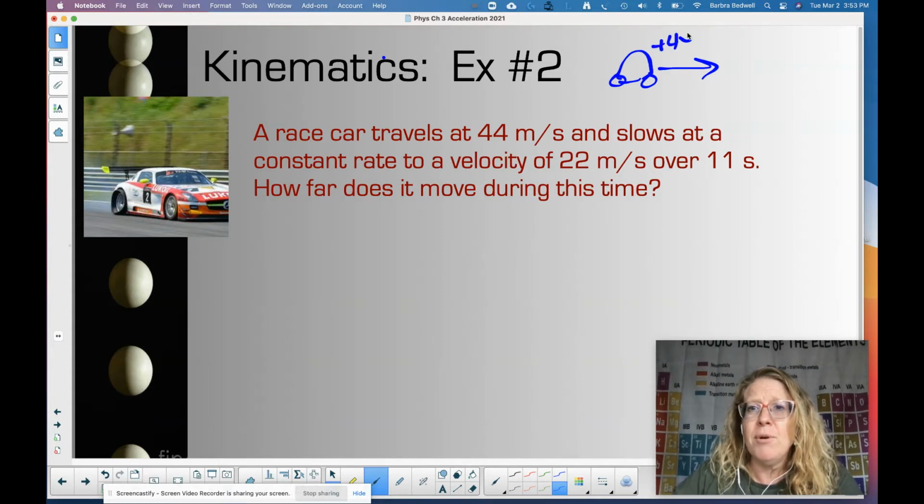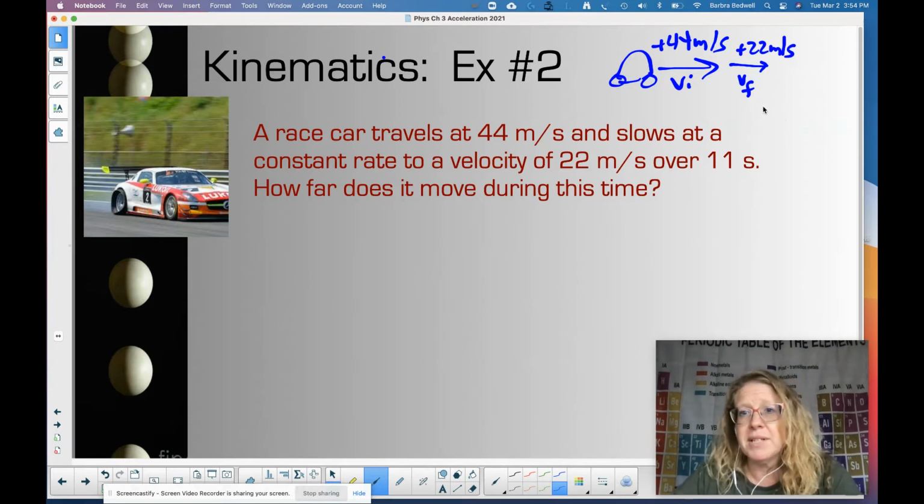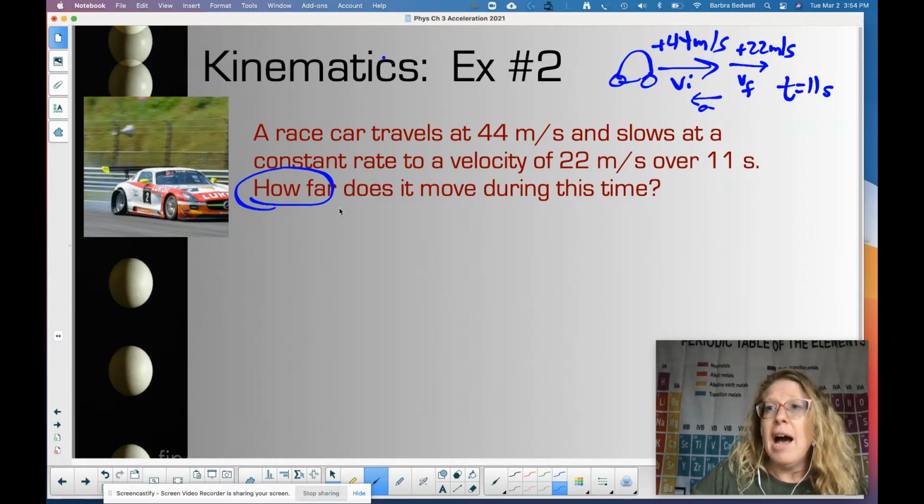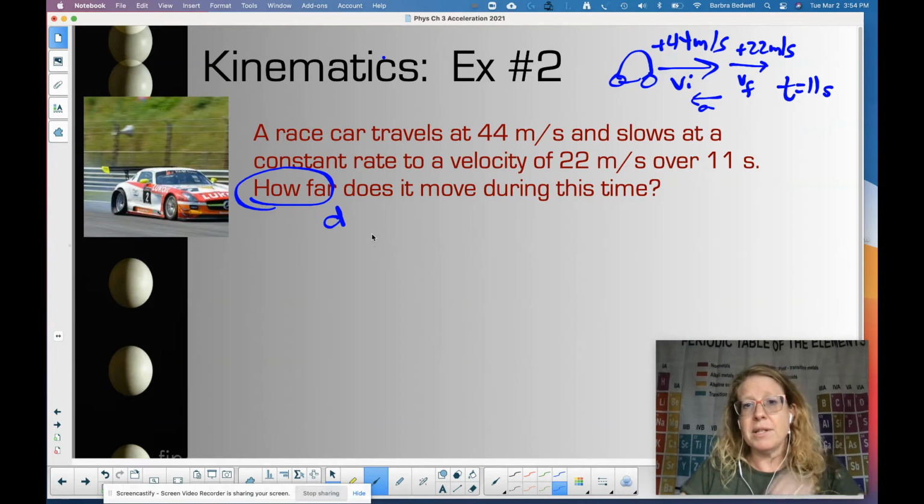So plus 44 meters per second is my VI. That's what he's starting at. It slows at a constant rate to a velocity of 22 meters per second, so that's going to be my VF, plus 22 meters per second. So there's some sort of acceleration going on. My acceleration must be going this way, right? Because I can tell if it's slowing down, my acceleration has got to be in the opposite direction. And its time is 11 seconds. How far does it move? How far is a displacement? I want to know what its DF is in terms of how far it's going.